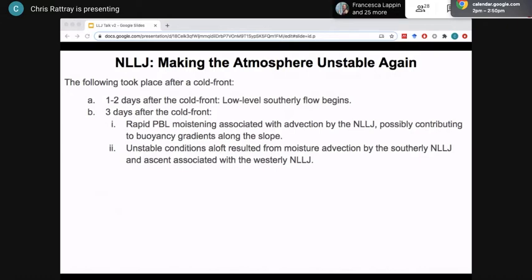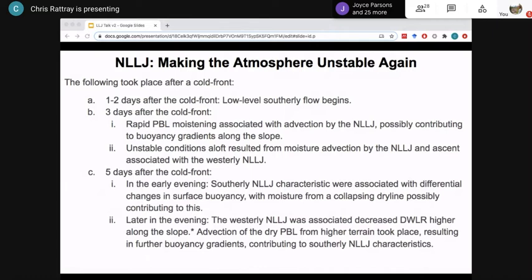Just to go over some of the findings from earlier: on the first day or two, we had southerly winds develop with the slope heating up faster due to vegetation and soil moisture. On the third day after the front, we had moisture advection by the southerly jet, possibly enhancing buoyancy gradients, and at this time we also finally had unstable conditions develop. Now on the 10th, we had buoyancy gradients occur higher up along the slope near the location of the dryline during the day.